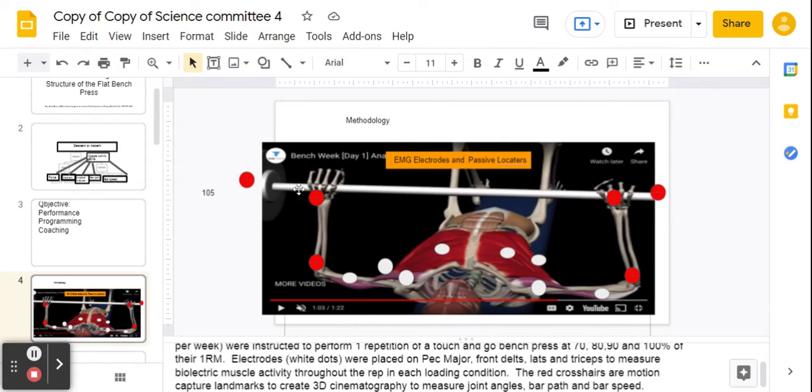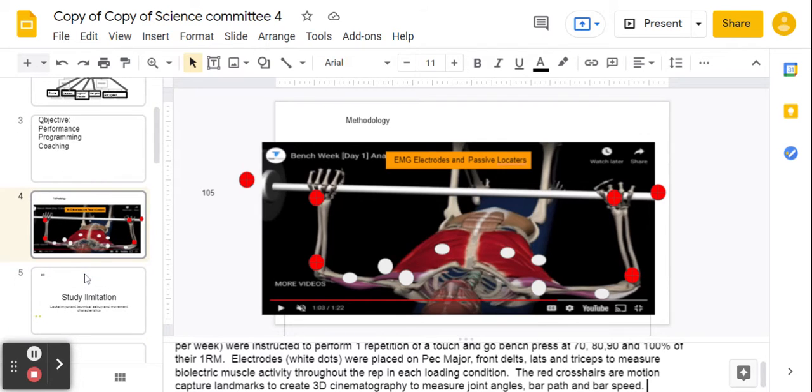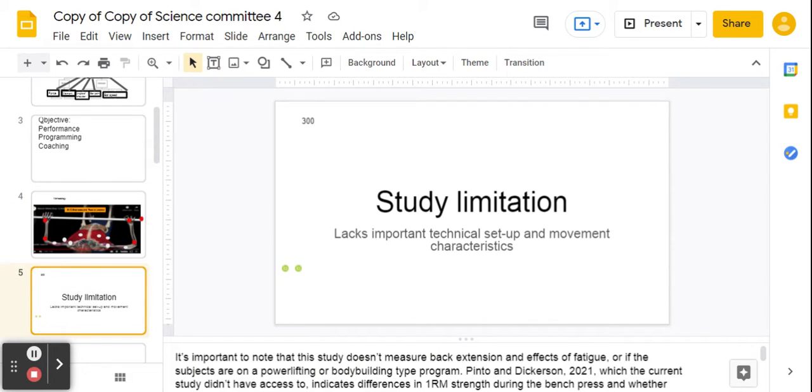The red crosshairs are motion capture landmarks to create a 3D cinematography to measure joint angles, bar path, and bar speed. A couple limitations here. So it's important to note that this study doesn't measure back extension nor the effects of fatigue or if the subjects are on a powerlifting or bodybuilding type program.